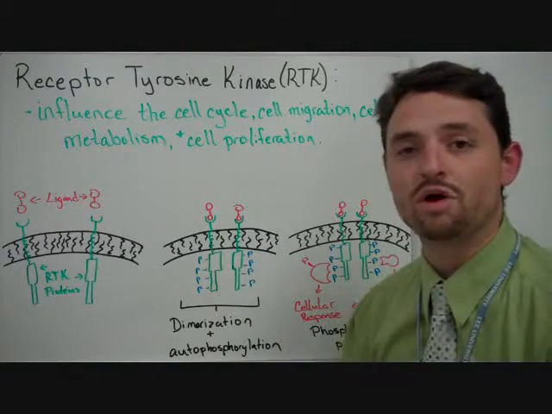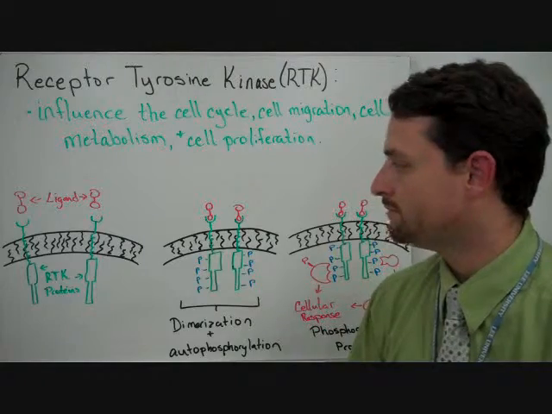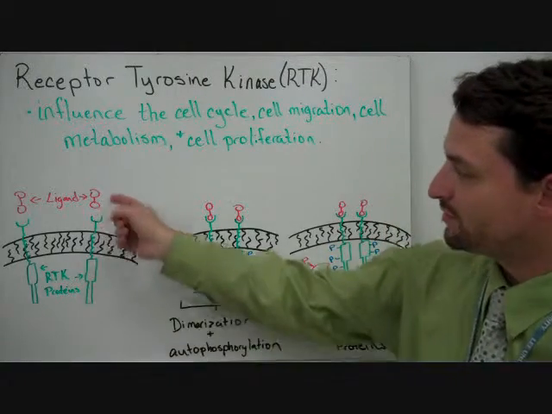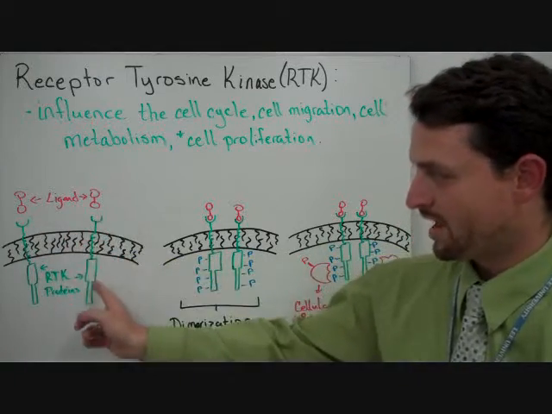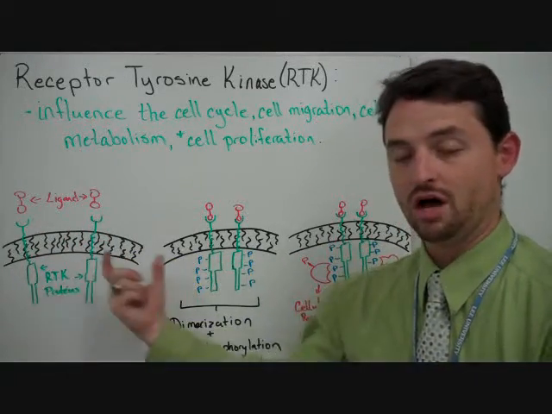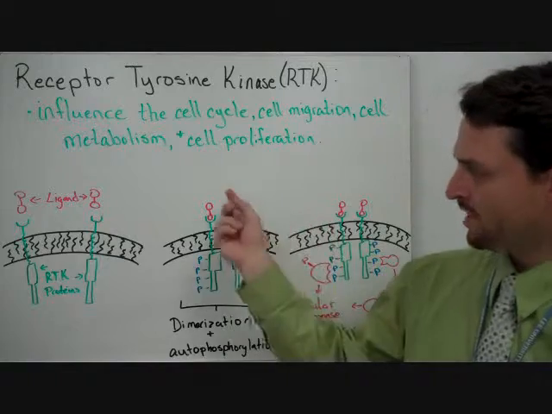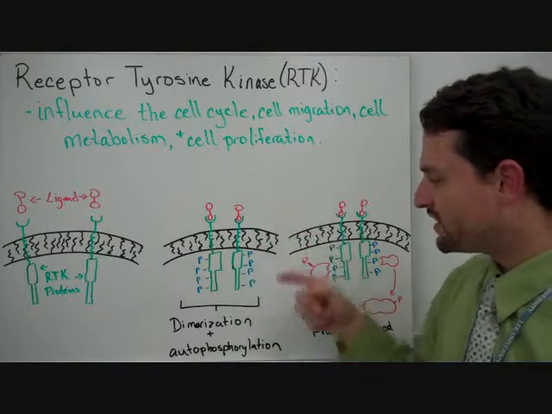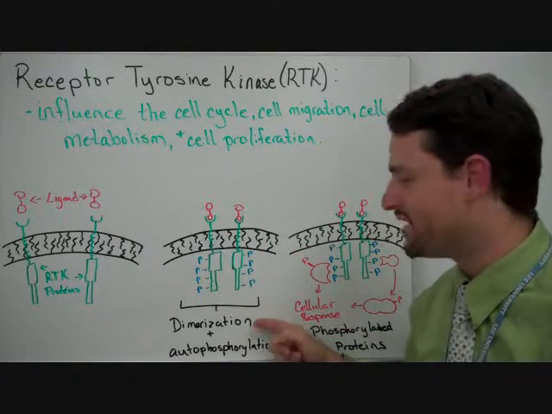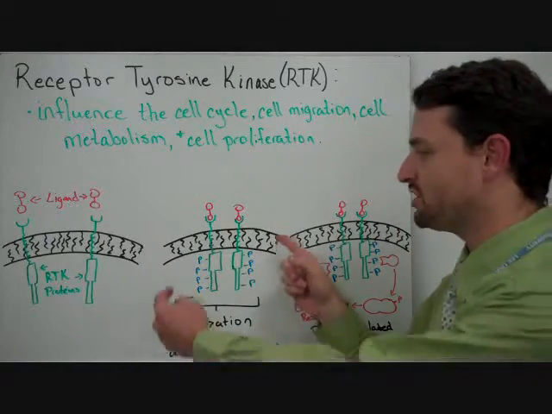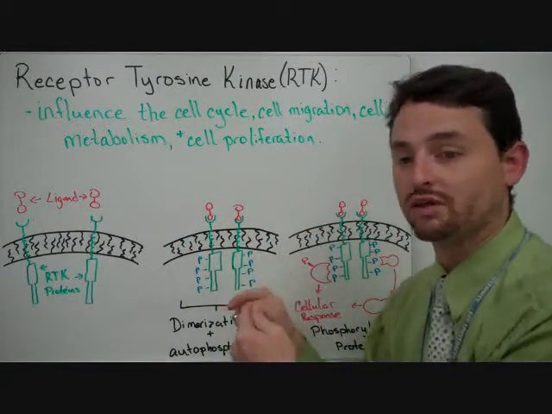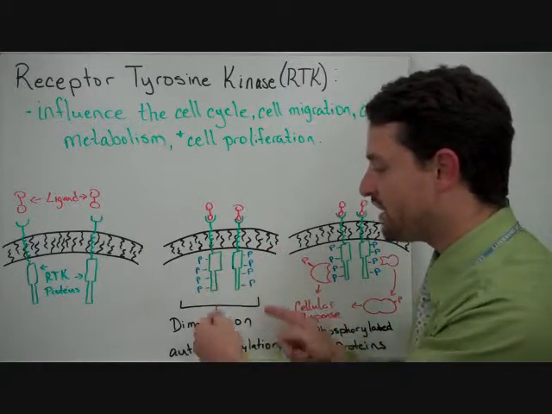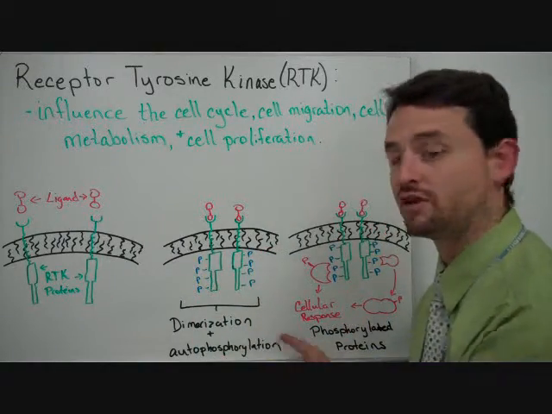So let's look at what they actually do. How do they perform this function in cells? You have some type of ligand that comes in. These are the receptors, and you'll see that they're separated on the cell membrane. Whenever the ligands bind, the first thing that happens is a process called dimerization. In dimerization, those proteins will actually move in the cell membrane toward each other, and whenever they get close to each other, they will do a process called autophosphorylation.